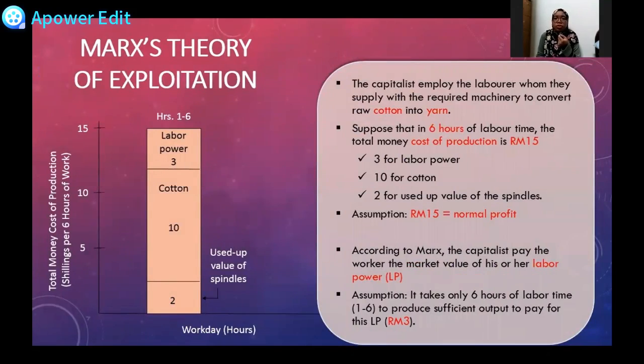And for the Marx theory of exploitation, X is workday hours and Y is total money cost of production. The capitalists employ the labor whom they supply with the required machinery to convert raw cotton into yarn. Suppose that in 6 hours of labor time, the total money cost of production is 15 ringgit, which is, on the top of the graph, 3 for labor power, in the middle, 10 for cotton, and below is 2 for used up value of the spindles. For the assumption, 15 ringgit is the normal profit. According to Marx, the capitalists pay the worker the market value of his or her labor power. The next assumption is it takes only 6 hours of labor time to produce sufficient output to pay for this labor power.